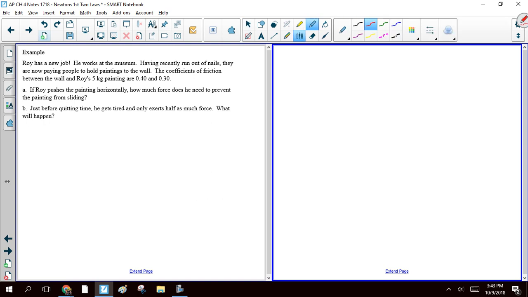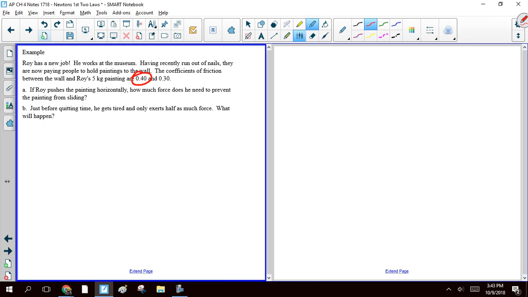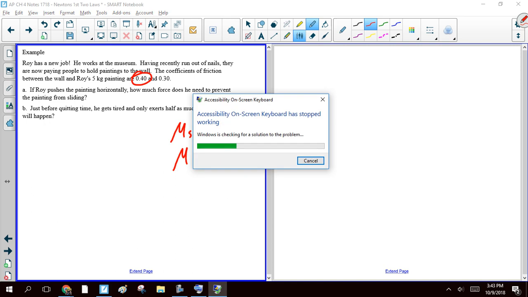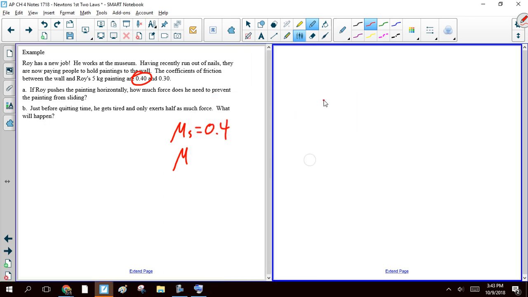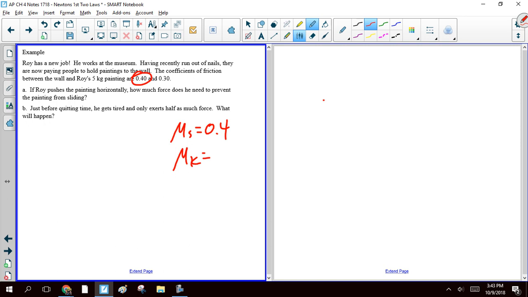Remember, your bigger one is always the static one. So my coefficient of static friction is 0.3. No, let me try it again. The bigger one is static, and the smaller one is kinetic. Stupid smartboard. All right, so there's that.